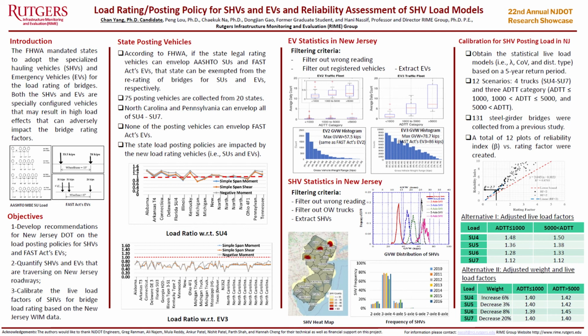Regarding the SHVs, the study analyzed not only the 4 to 7 axle SHVs based on AASHTO, but also analyzed the 2 and 3 axle SHVs. Based on the heat map shown at the bottom, we can see that the special hauling vehicles are concentrated in the north area of New Jersey. From the histogram on the top right corner, we can see that the weight of the SHVs increases as the number of axles increases, and no 7-axle SHVs were captured by the weighing station.